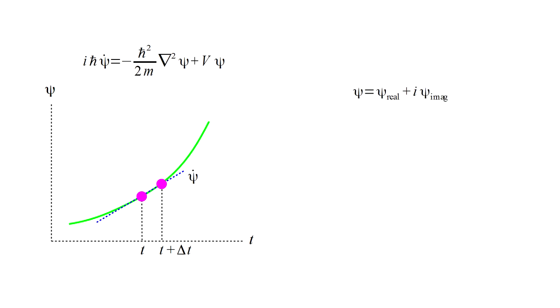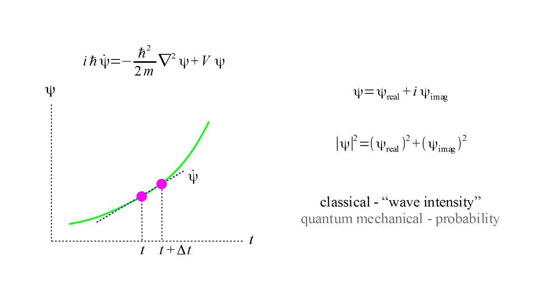Remember from Part A that the wave function, bizarrely, has both a real part and an imaginary part. Our animations will be of the sum of the squares of these. In a classical theory, this would represent a wave intensity, like the intensity of light. In quantum mechanics, it turns out to represent the probability of finding an electron at some point in space.